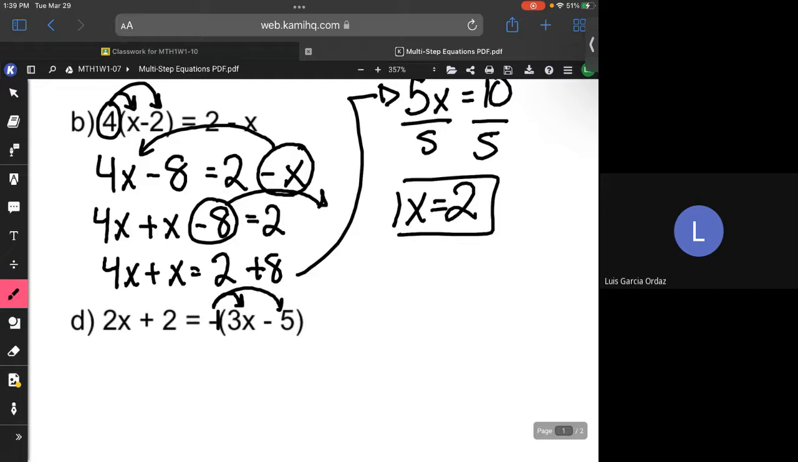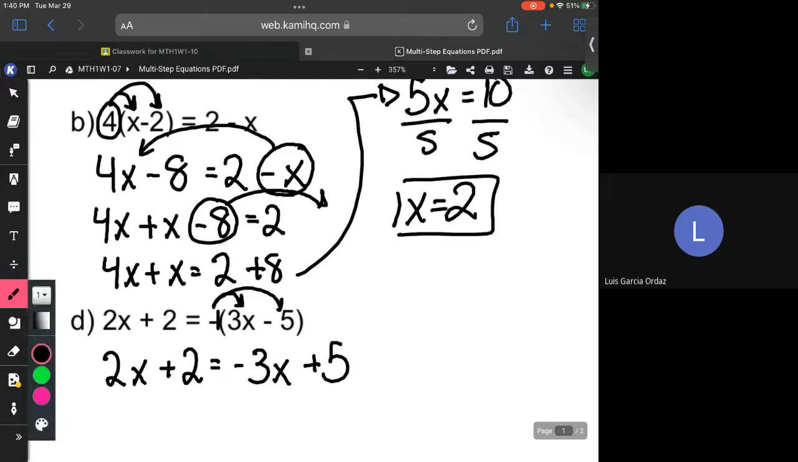So Yazin, what's negative 1 times 3x? 5. No, negative times a positive gives me what? Negative. So it's going to be negative 3x. And what's negative 1 times negative 5? Positive 5. Good.